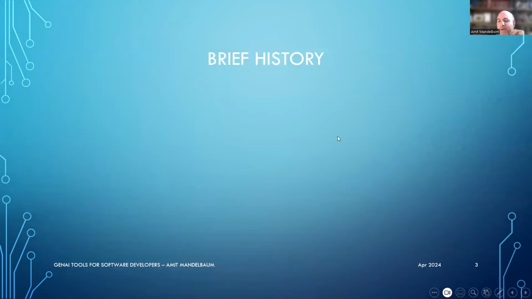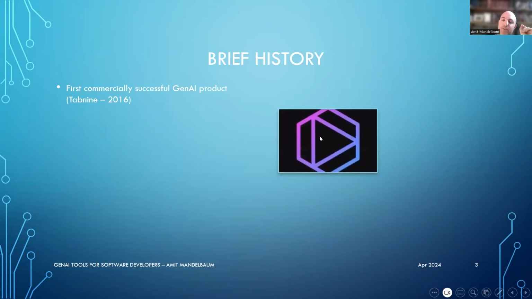So a brief history about generative AI specifically for software developers. It was actually the first commercially available and successful Gen AI product. I don't know how many of you were using it, but Tab9, which was a code completion tool, is pretty old in terms of AI standards. I started using it around 2017, 2018, but it's been around since 2016. It started as a Canadian company and then was acquired by an Israeli company and is currently an Israeli company.